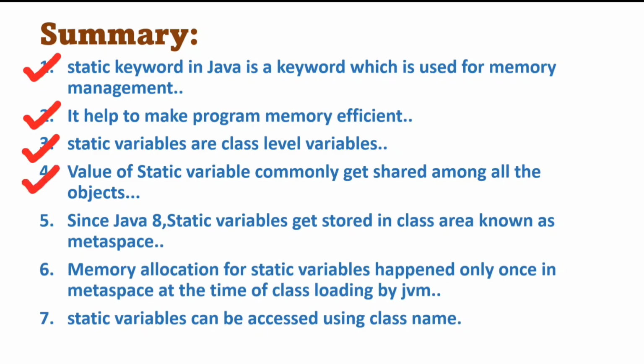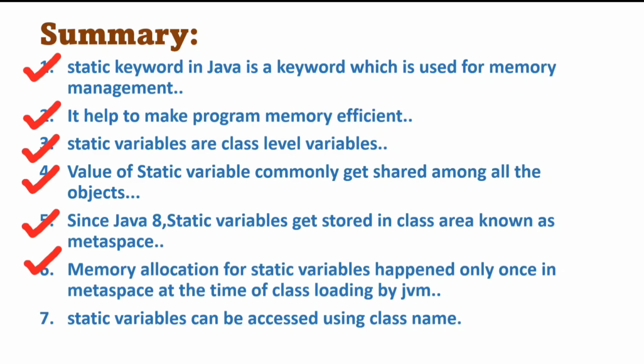And the next point is the value of a static variable is commonly shared among all the objects. We do not need to create it for every object. And the next point to be remembered is that since Java 8, static variables get stored in the class area known as metaspace. But before Java 8, they were stored in PermGen, that is permanent generation. And the next point is memory allocation for static variables happens only once in metaspace at the time of class loading by the JVM. That is, only a single copy of a static variable is created throughout a program.